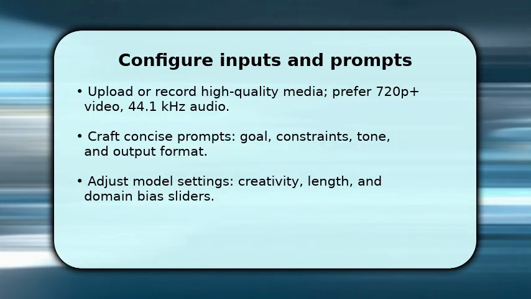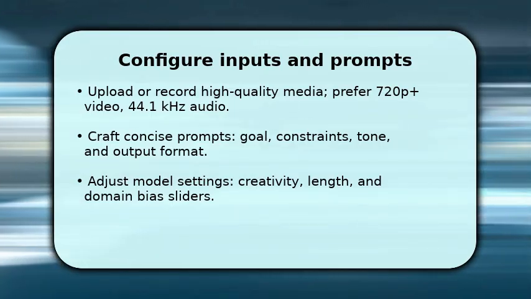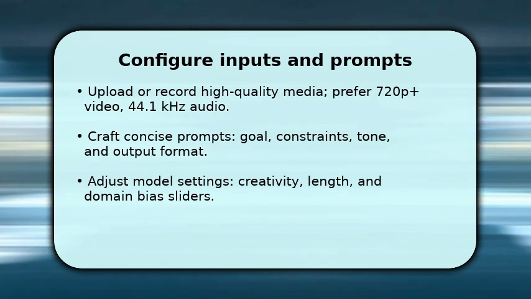Lower creativity for precise edits or raise it for novel generations, set max length, and apply domain bias if available. Watch the preview pane as the model iterates, and make small prompt edits to guide behavior without overloading it.